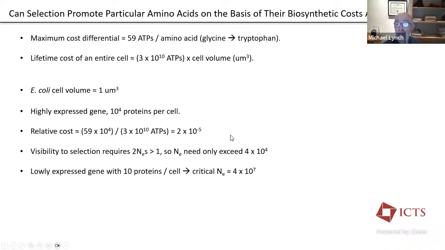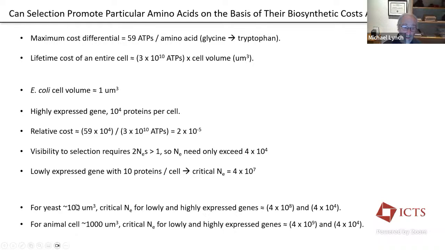Now, I'm not saying anything about the functional aspects of glycine or tryptophan. They might also influence how the gene operates, but this is just a bioenergetic question. Now let's switch to a lowly expressed gene with only 10 proteins, and we have to divide everything by 1,000, and then the critical NE is about 400 million. And that's still within the realm of possibility for bacteria. So this is telling us that in bacteria, there really can be selection for amino acid composition in proteins just based on the differential biosynthetic cost of the different amino acids.